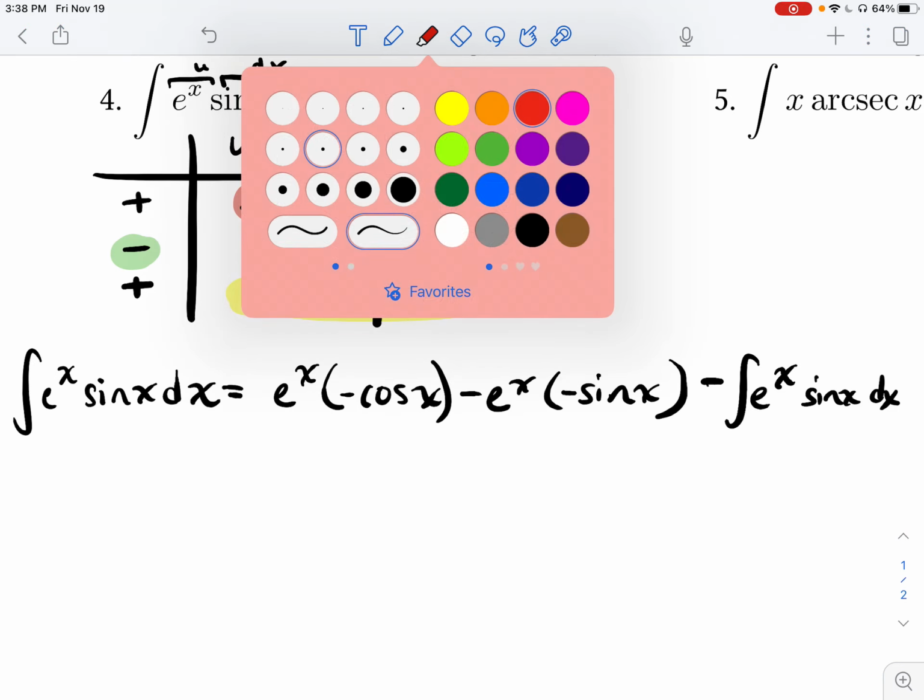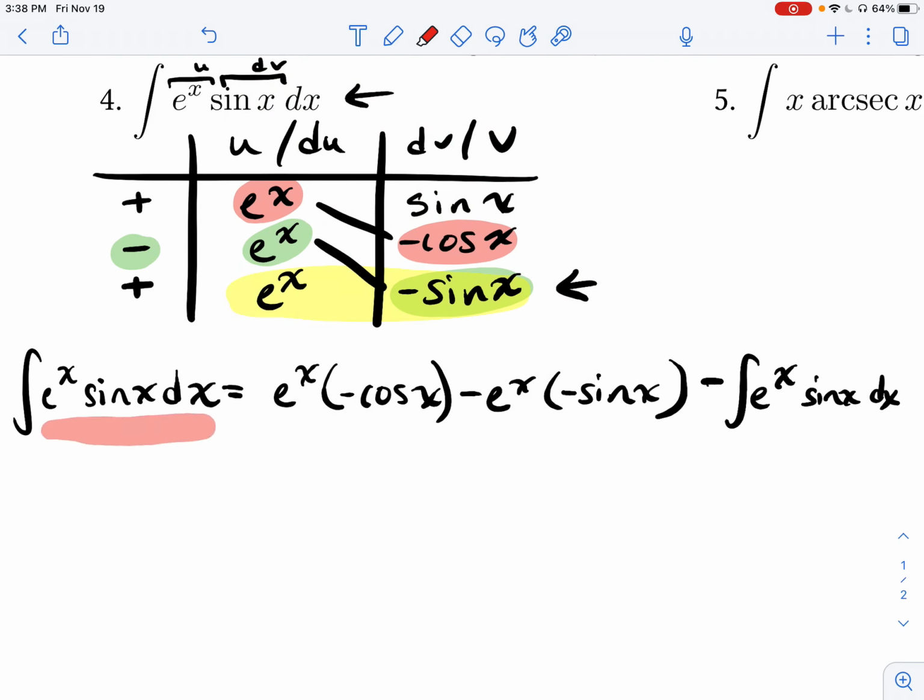Pay close attention to what I've written out here. Notice that the integral that we were trying to find is e to the x times negative cosine x, minus e to the x times negative sine x, minus the same integral that we were trying to find. So what about when I add that integral to both sides?